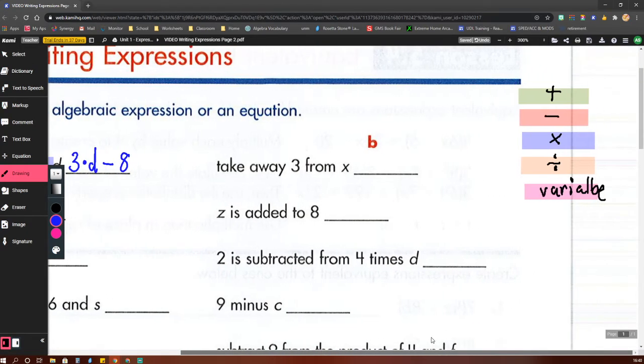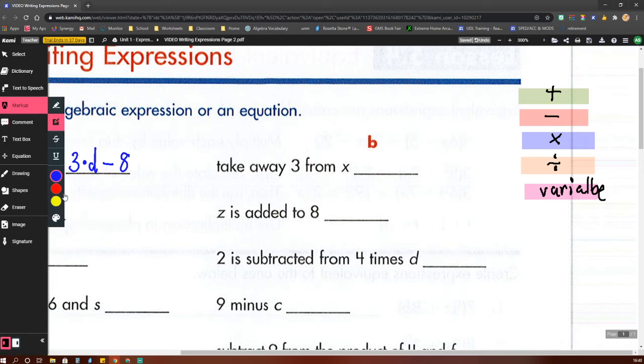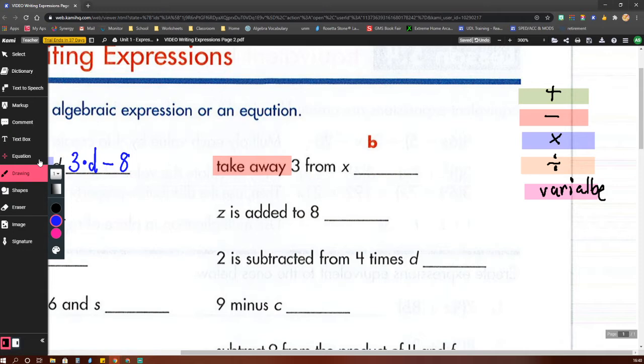Now we'll work on this one. We have take away 3 from x. So I remember from our assignment from the other day, take away meant subtraction. And that looks like it's our only key term. Now again, the from is there, so that means this 3 goes second. That means my equation is going to be x minus 3.